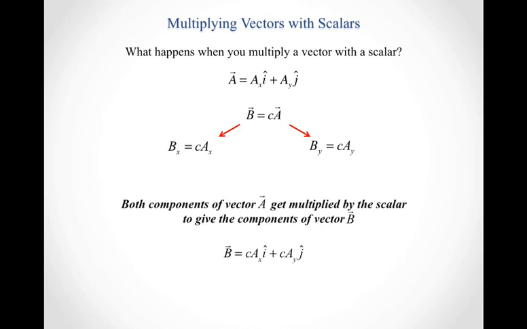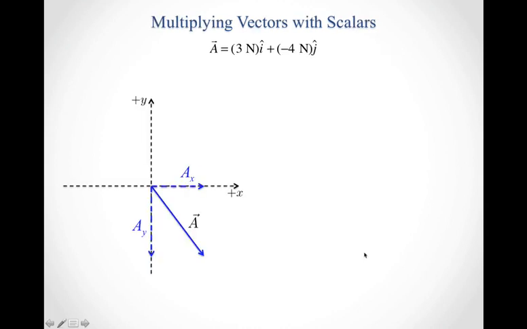And so what that means is that both components of vector A get multiplied by the scalar to give the components of vector B. So if vector A is given by AX i hat plus AY j hat, and vector B is equal to C times vector A, then the components of vector B are going to be CAX i hat plus CAY j hat. So let's look at some examples.